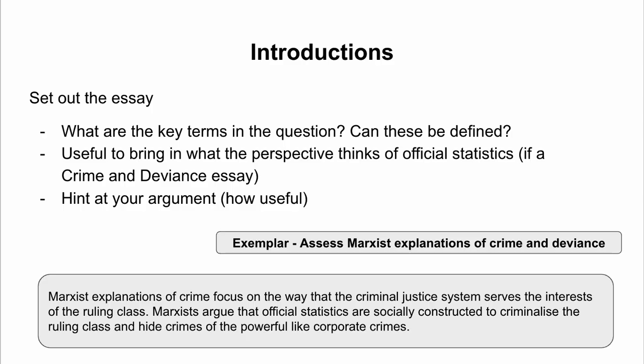So what we've got there is the overall point that Marxists argue about the criminal justice system, then getting into the official statistics, and then setting it up to talk about corporate crimes as well. So we can almost see the structure, potentially, of an essay in there.